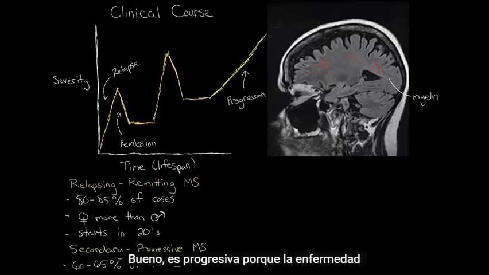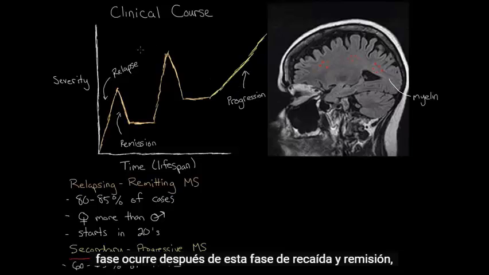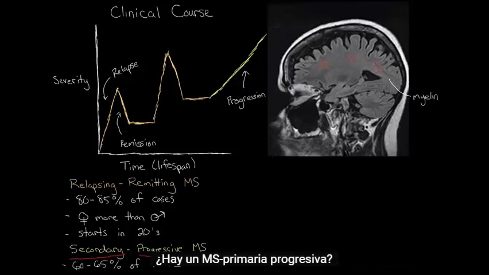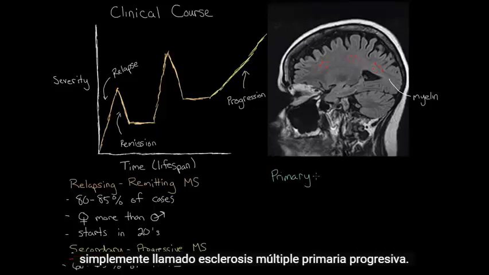Well, it's progressive because the disease gets worse and worse steadily over time. And it's called secondary because this progressive phase happens after this relapsing and remitting phase. So, we have a secondary progressive MS. Is there a primary progressive MS? Well, yeah, there actually is one. And it's just simply called primary progressive multiple sclerosis.